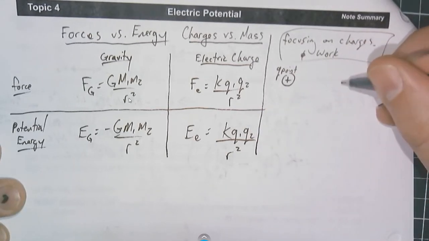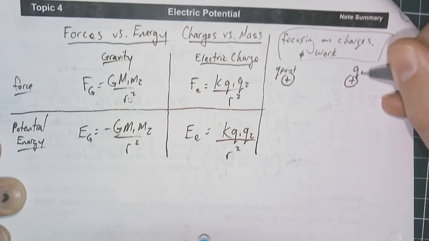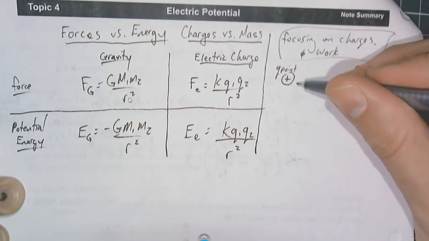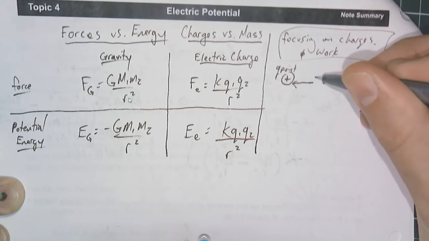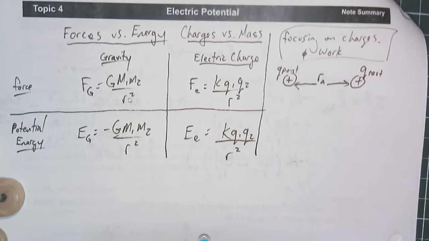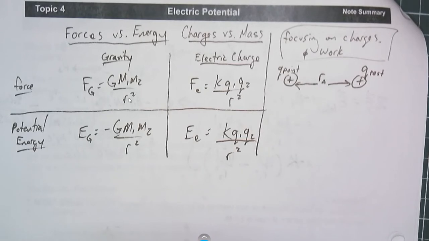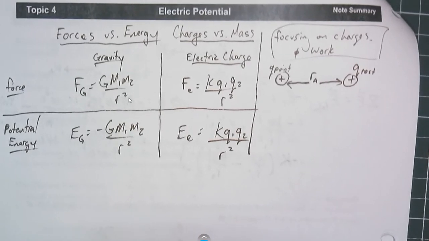But if I had a point charge and I had another point charge, I'm going to call this one Q test. It's also a point charge, but just to differentiate between the two of them, if I have Q test and a point charge, and let's just say that they start off at a distance RA away from each other, and I'm using A to be the initial distance between these two charges. So two charges that are a distance of RA away from each other.